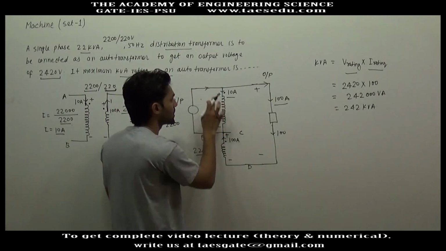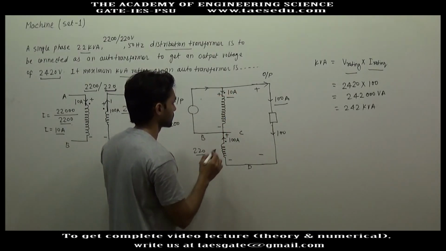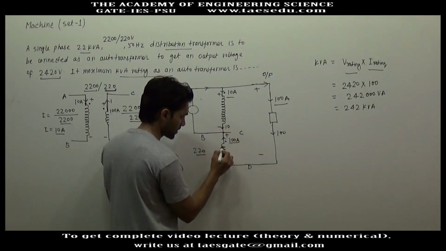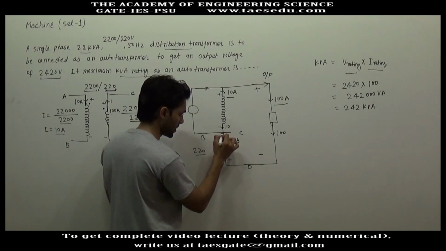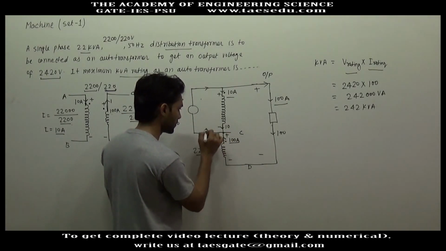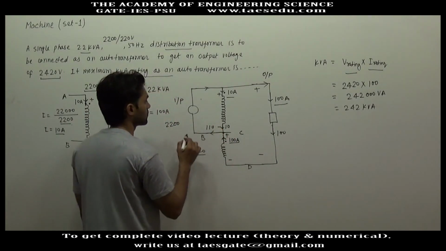This current will not be 10 ampere. 10 ampere is the current entering into the high voltage winding. Okay, here the current is 10 ampere and 100 ampere current is leaving from this dot. So if you apply KCL here, this is the third path, and here the current will be 10 plus 100. This is 110 ampere.